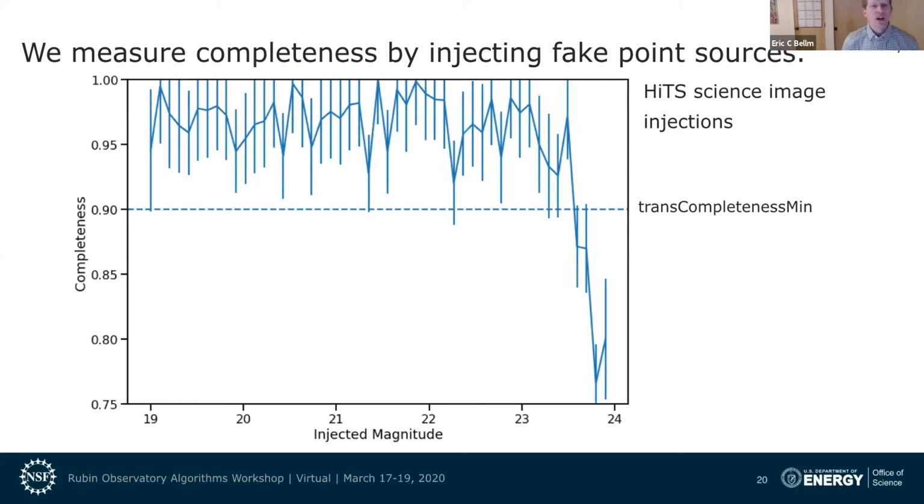This is all relatively new, so this is recent testing. We started some initial injection of fake point sources, and that lets us assess completeness. So this is injections of point sources into the HiTS science images from about 19th to 24th magnitude. Again, the 90% completeness is the relevant requirement, and you can see that on this data set we're exceeding that relatively comfortably. And so that's a good sign that we're detecting the sources that we should be.